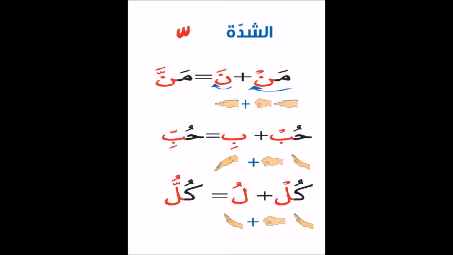As we move along, the shadda, very important and more easily explained actually with the hand than with explaining it with the letters and reading them straightforward. So the first example we have here is manna, mim fatha ma, noon sukoon an, man. So we represent the mim fatha with forward hand and the sukoon on the noon with a fist.